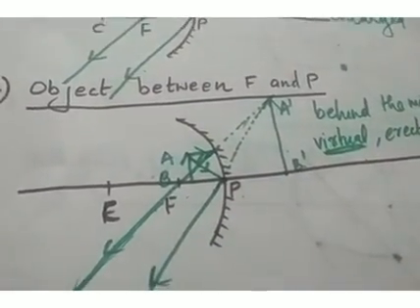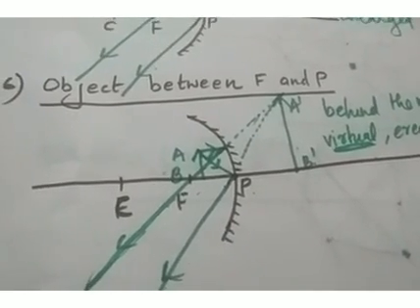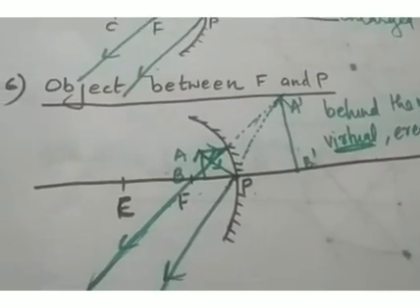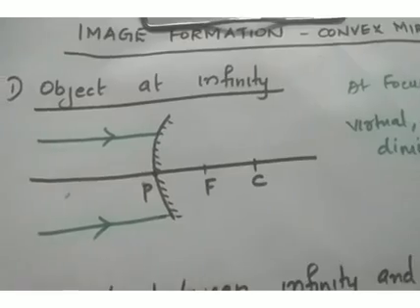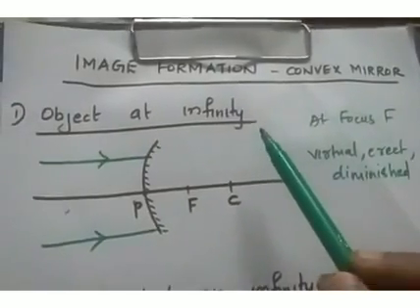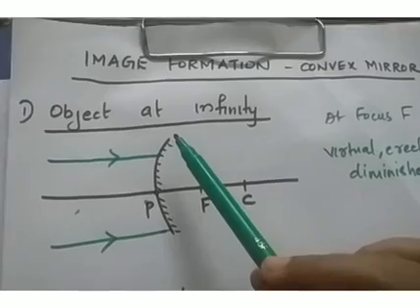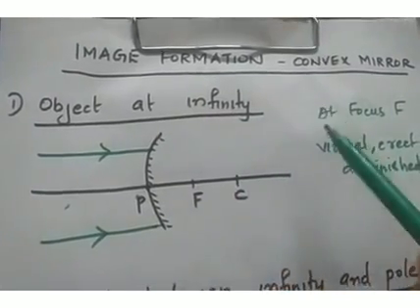Okay. Now we can discuss the cases of convex mirror. Convex mirror has only two cases, so we can complete it within a couple of seconds. So children, next we are going to discuss the image formation by convex mirror. So the first position is object at infinity.